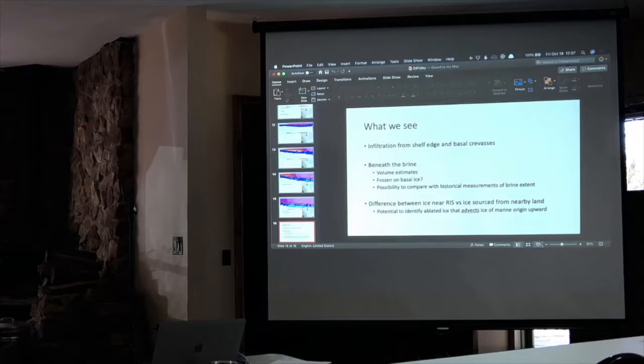I think it's possible there's frozen-on basal ice. And I think this is something people have studied for 50 years now, so it's worth comparing with historical measurements to see if the extent of the brine infiltration has changed. And I think there's also a difference between ice from near the Ross Ice Shelf, which is very high resistivity, versus ice that's sourced from nearby land and seems to be a combination of maybe ablated or sutured together ice that has fractures that were infiltrated. And so that's my conclusions, and again, if anyone has any ideas, come talk to me.